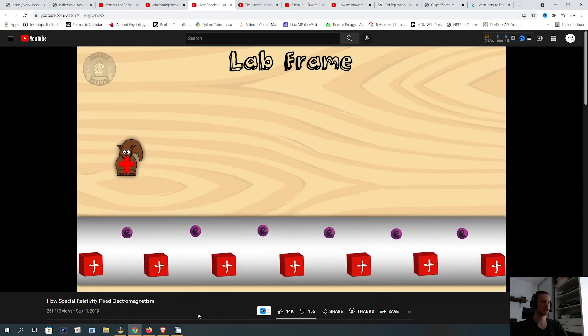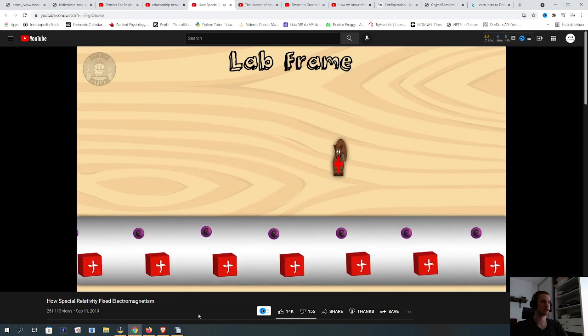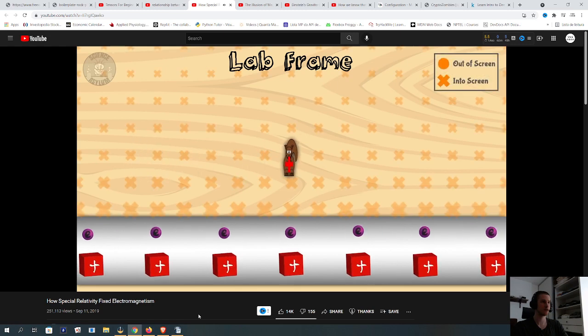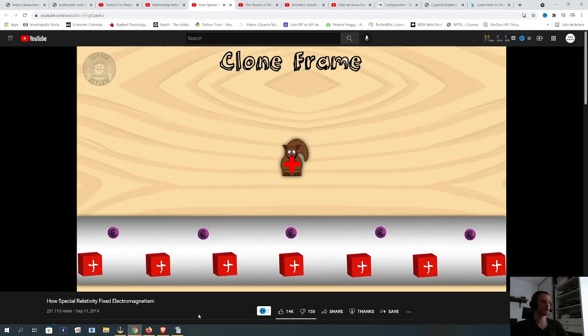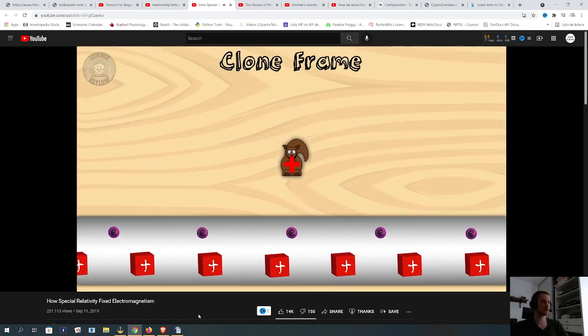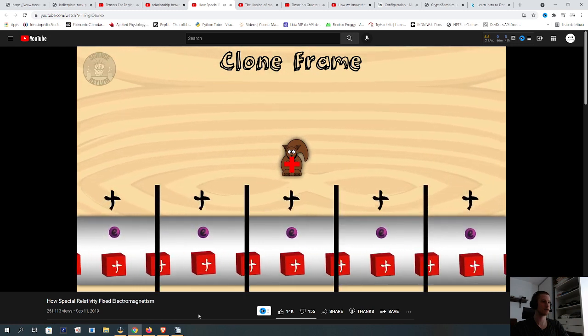In the lab frame, the squirrel is moving, so it's contracted along that direction. Everything in the wire is fine, it happens to be neutral in this frame. Just like before, the magnetic field around the wire exerts a magnetic force on the squirrel, repelling it away. In the clone frame, things look a little different. The squirrel and electrons are stationary, so they're not contracted anymore. Now that the positive bits are moving, they are contracted. That means this part of the wire has a net charge.